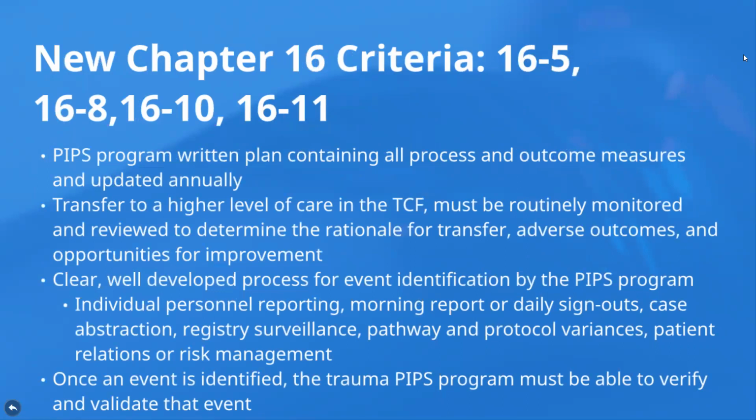16.5 is a big change from the previous criteria. The trauma care facility must have a written PIPS plan that includes all processes and outcome measures used by the PIPS program. The written plan must be updated annually. So every year you'll want to revisit your outcome measures and see if those outcomes were something that maybe were met 100% of the time.